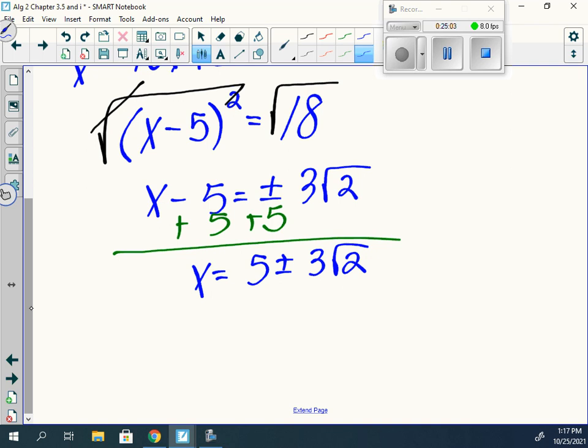Because what is 3 square root of 2? It's, well, 3 times whatever the square root of 2 is. So can I add 5 just directly to it? Well, no, not without turning 3 square root of 2 into a decimal.